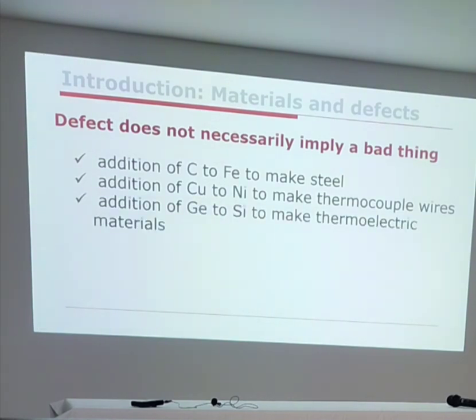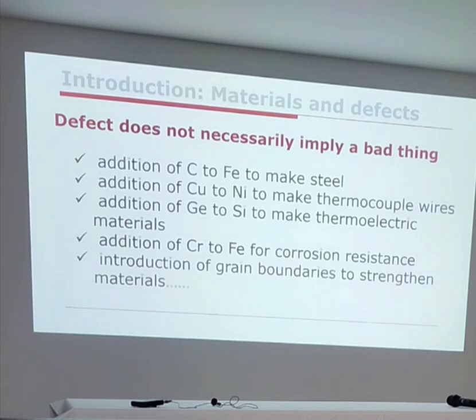In a similar manner, germanium to silicon turns silicon into a thermoelectric material. That means now you can use germanium in a different proportion inside the silicon. You apply temperature difference, you generate electricity. Right? And of course, other applications as well. Even grain boundaries are known to strengthen the property of the material, which earlier used to be brittle, actually later turns out to be more ductile in nature.